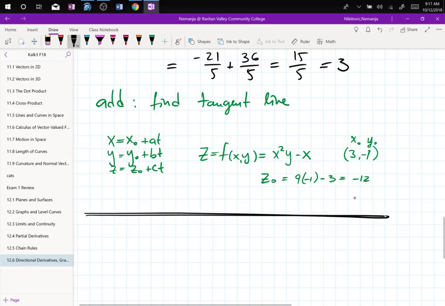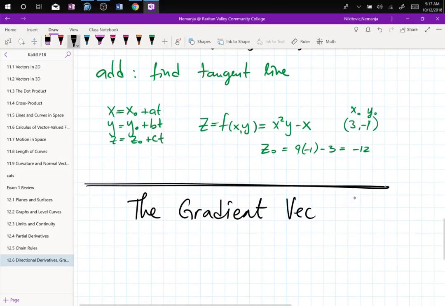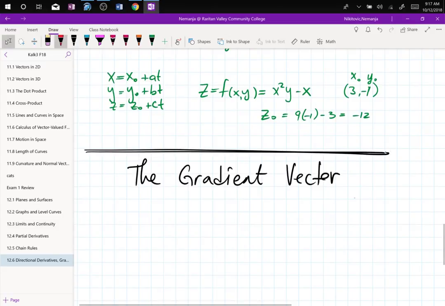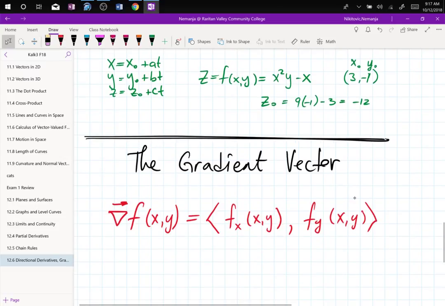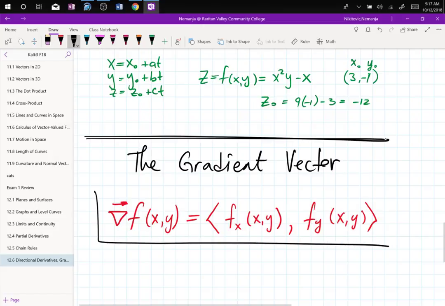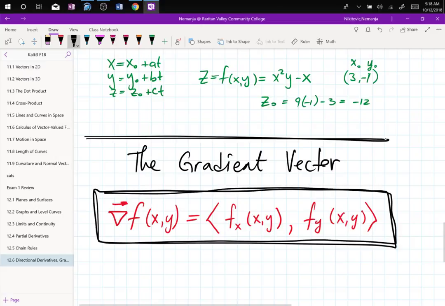So what are we going to do now? Now we're going to take this piece of a vector and give it a name. It's called the gradient, the gradient vector. Del f of x, y, and that's a vector, so you put the vector above this triangle, is the partial derivative with respect to x of x, y, comma, the partial derivative with respect to y of x, y. This is your two-dimensional gradient vector.